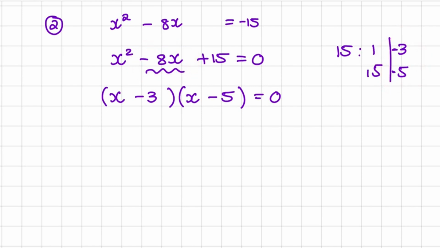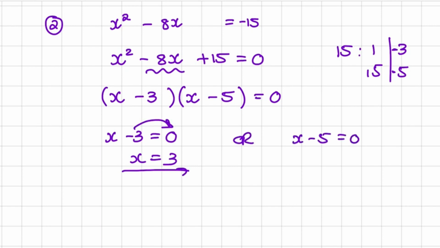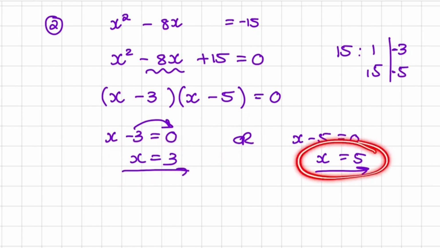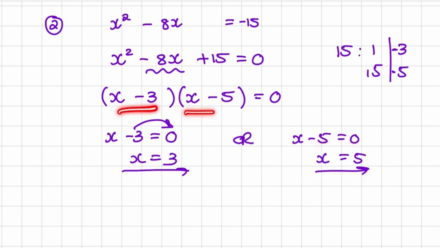Now I have x minus 3. So x minus 3 equals 0. Therefore, x can be equal to 3. So I move the 3 over. Or I can say x minus 5 equals 0, and that becomes x is equal to plus 5. So remember to use "or", because either x equals 3 or x equals plus 5 would satisfy this equation.